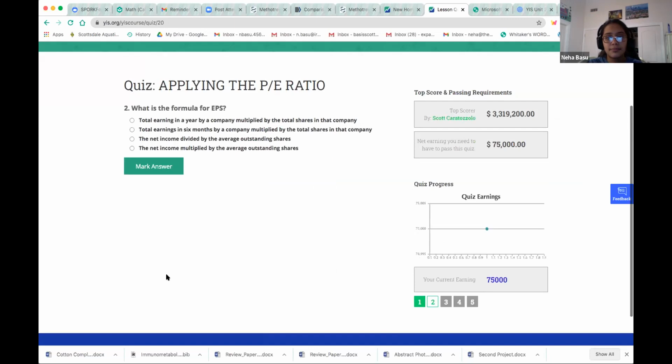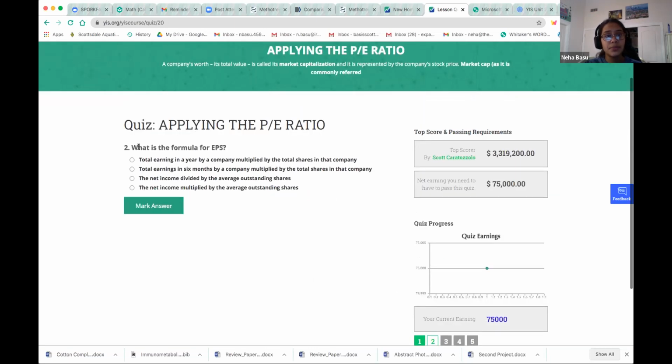And yep, okay. So number 2, what is the formula for earnings per share? Does anyone, I think someone actually typed this in the chat, but we can see. Does anyone want to try to answer this? Okay, so I'll go through the different answer choices.